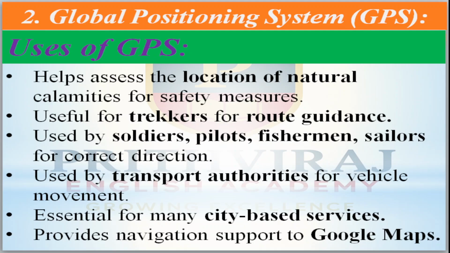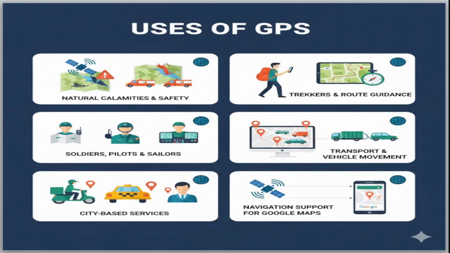Now come to the uses of GPS. It helps to access the location of natural calamities for safety measures. It is useful for trekkers for route guidance. It is used by soldiers, pilots, fishermen, and sailors for correct direction. It is used by transport authorities for vehicle movement. It is essential for many city-based services like food delivery and e-commerce. And it provides the navigation support for Google Maps. The picture will explain the uses to you.